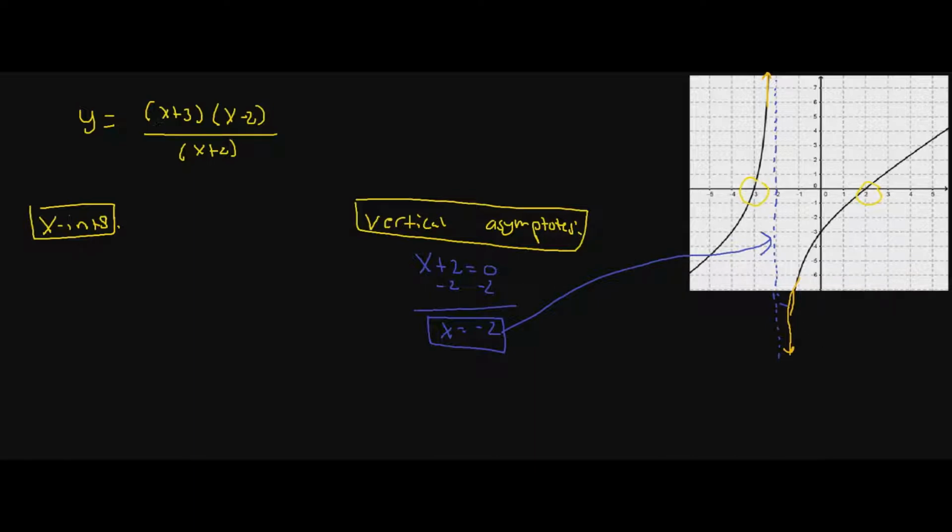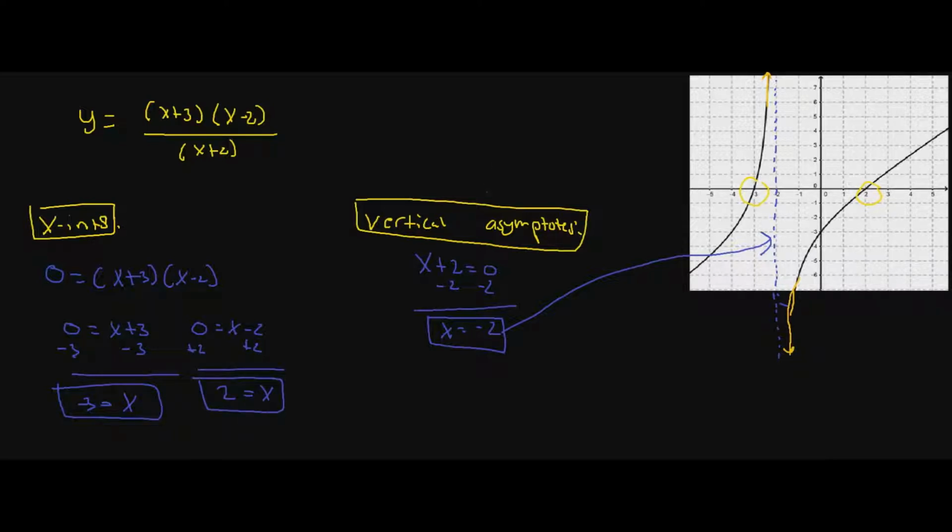All right, so now to find the x-intercepts, we just focus on the numerator and set those equal to 0, x plus 3 and x minus 2. Now we set both of them individually: x plus 3 equals 0, subtract 3 from both sides, and we get that x is equal to -3. And over here, x minus 2 equals 0, we add 2 to both sides, and we get that x is equal to 2. You can see that on the graph, right? We just verified together that our x-intercepts are right here at -3 and 2, and our vertical asymptote is right there at -2.